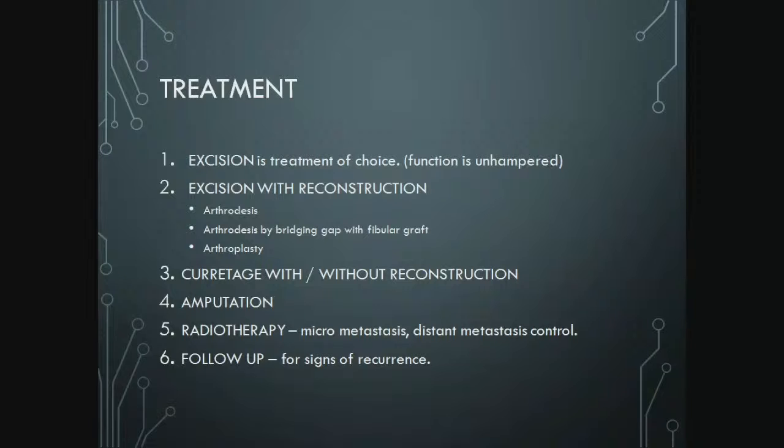Finally, arthroplasty is done with megaprosthesis in case of an osteosarcoma. Curettage with or without reconstruction is usually avoided, but can be thought about in early cases. In late cases where the tumor has spread, with large soft tissue involvement and metastasis, amputation can be used as a palliative mode of treatment.